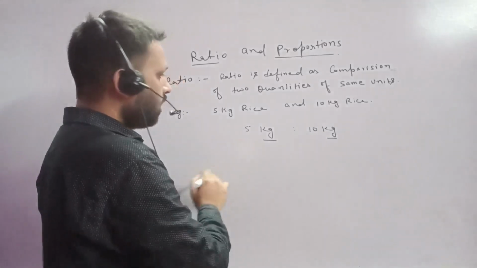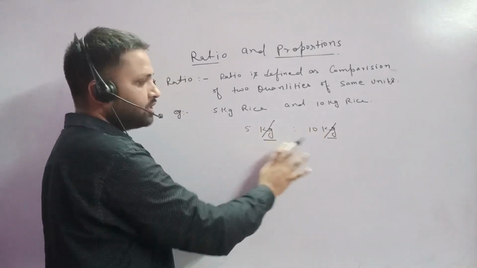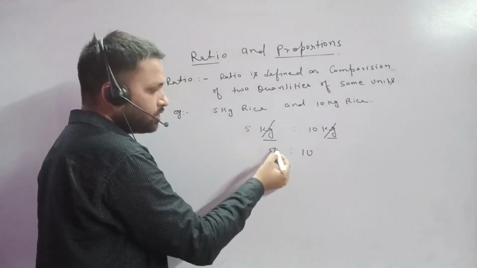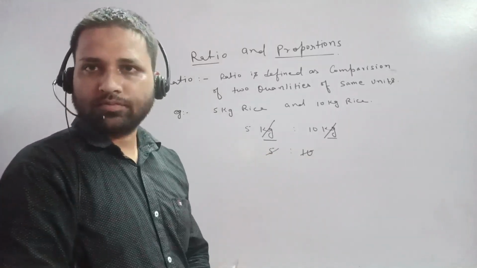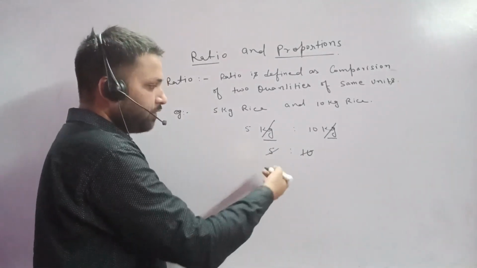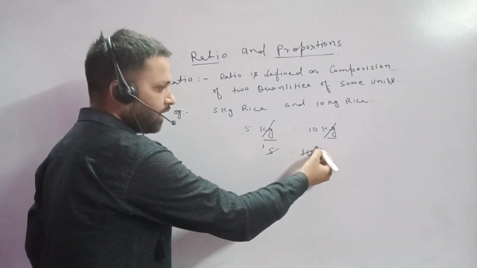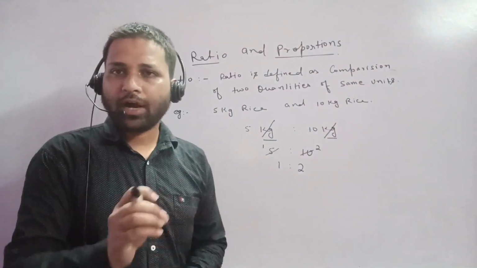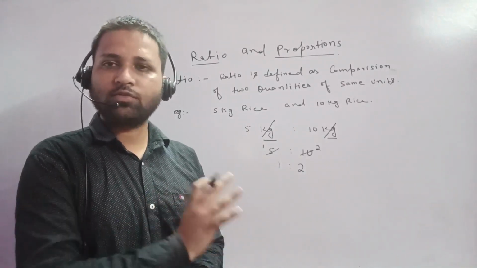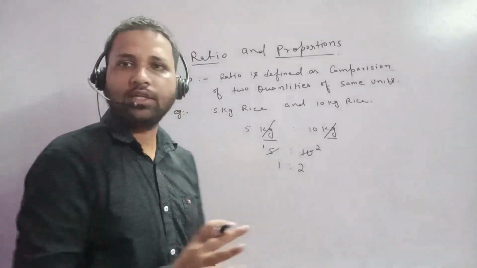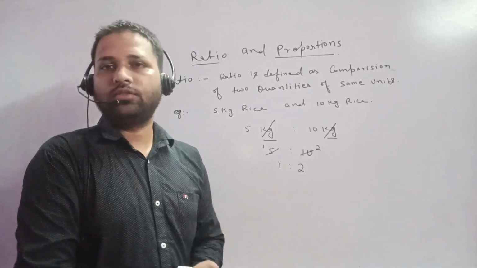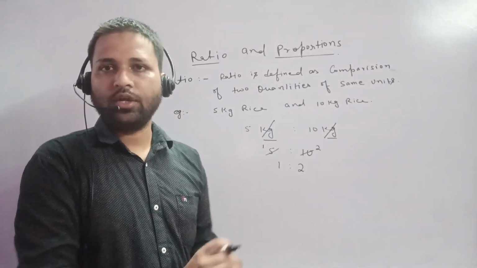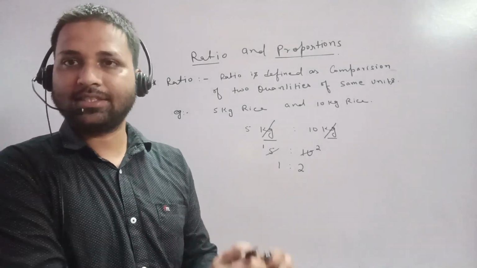Now from here we can cancel out kg to kg. Now 5 is to 10 is left. 5 to 10 is divisible by 5. 5 times 1 is 5 and 5 times 2 is 10. Now it is written as 1 is to 2. Then 1 is to 2 cannot be further converted into any other number. 1 is to 2 is its last position.